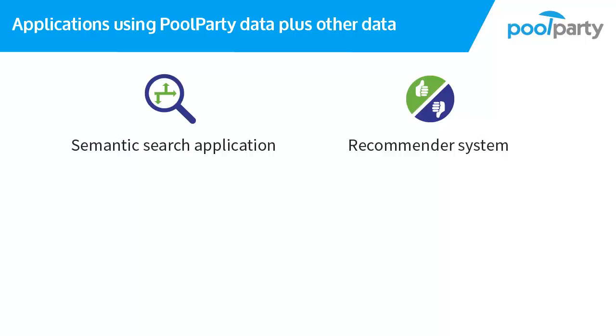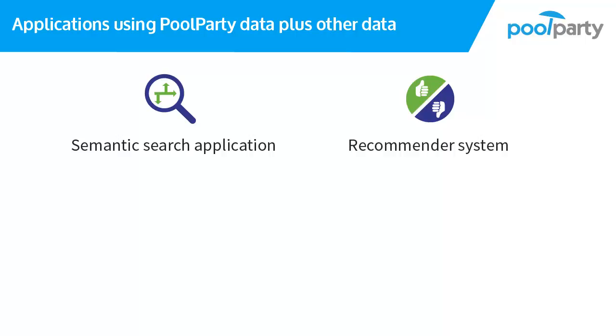Probably the most common application is a semantic search application. This is an application that allows you to search and explore information, much like any other search application. It becomes interesting as soon as we add features that take advantage of the particular characteristics of semantic data.